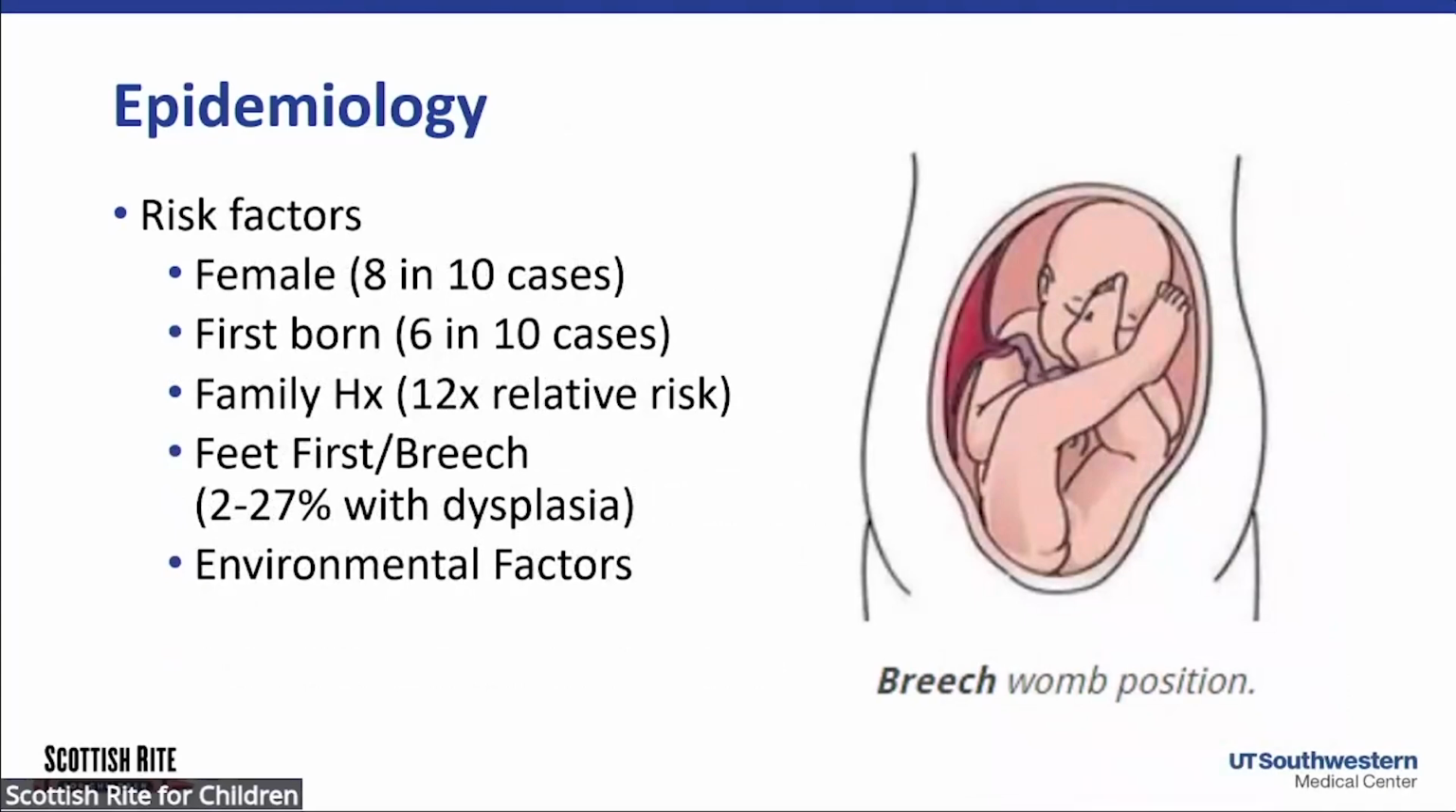The risk factors, as we commonly teach, are the 4 Fs, right? Being female, which is 80% of cases, firstborn, having a positive family history, which confers a 12-fold increased risk, and then being either feet first or breech, which in the literature is a pretty broad risk profile of anywhere from 2% all the way up to 27%. We published here in our Scottish Rite experience that about 25% of the infants referred with a breech history were dysplastic. And I think that's part of why the American Academy of Pediatrics updated their screening guidelines to say that not only females, but also males should be screened with imaging.